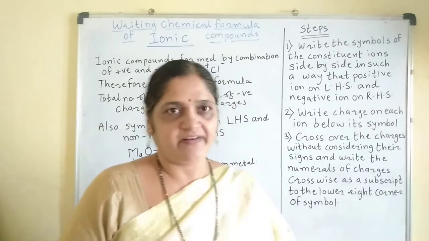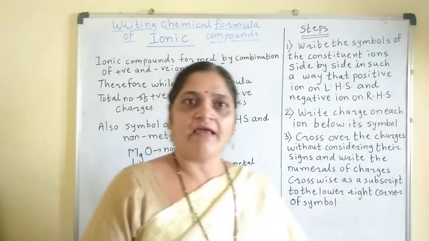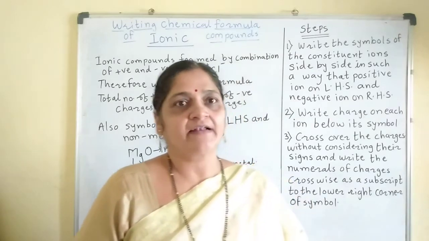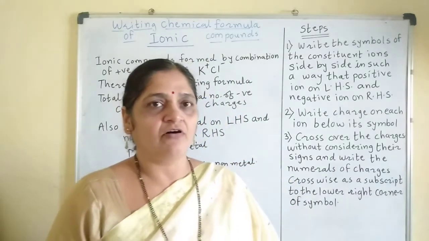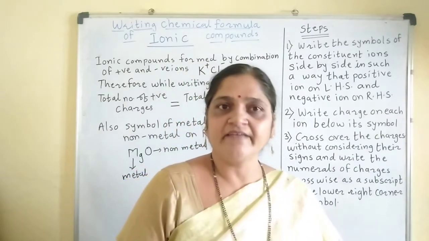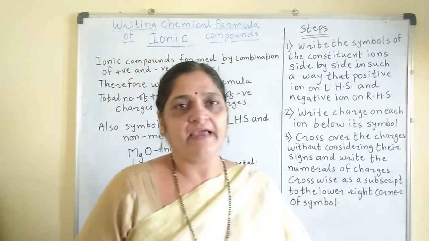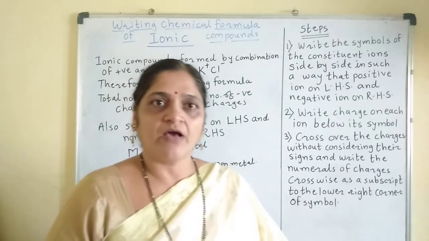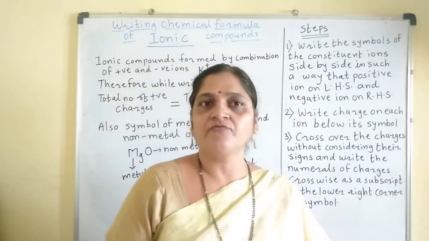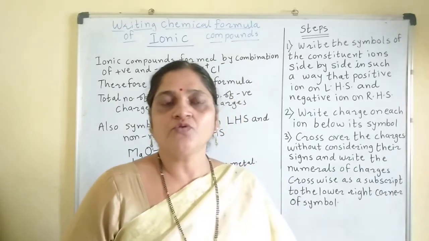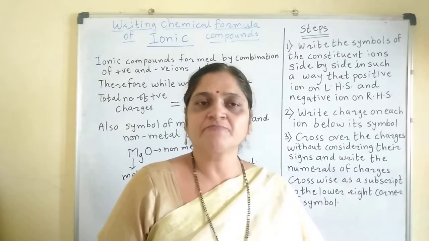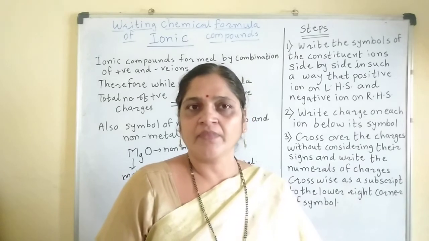We all know the definition of valency. In the valency definition we have discussed that the valency of an atom is the number of electrons lost, gained or shared during a combination with another element's atom. So when ionic compounds are formed, they are formed by two types of ions, positive ion and negative ion. Now how are these positive and negative ions formed?